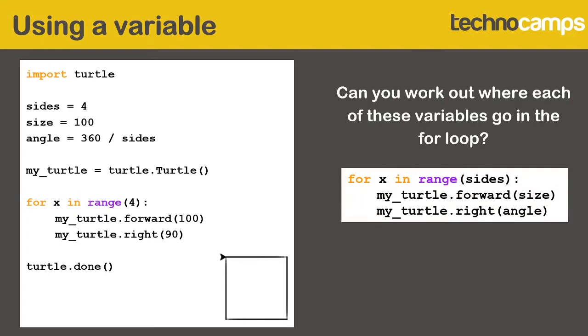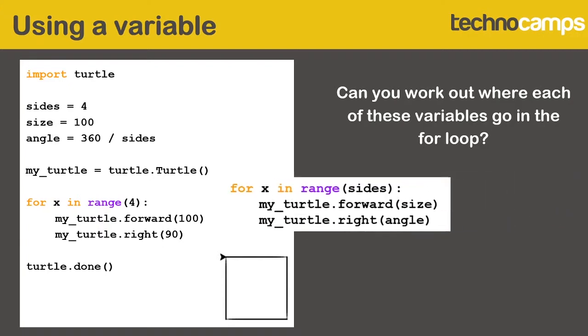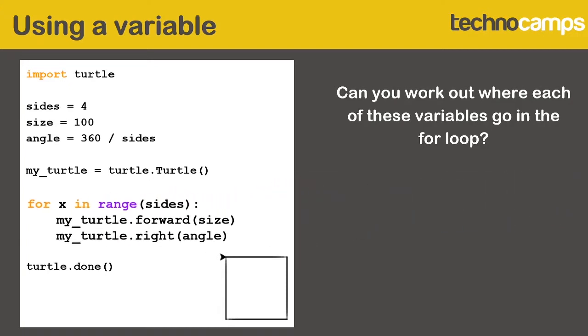For x in the range of sides, so this is the number of times we repeat the loop. In this instance, we are repeating it 4 times. And then we move forward by the size value, which has been assigned 100. And we turn right by the angle, which is 360 divided by the number of sides, which equals 90. And this for loop replaces the for loop we had previously.